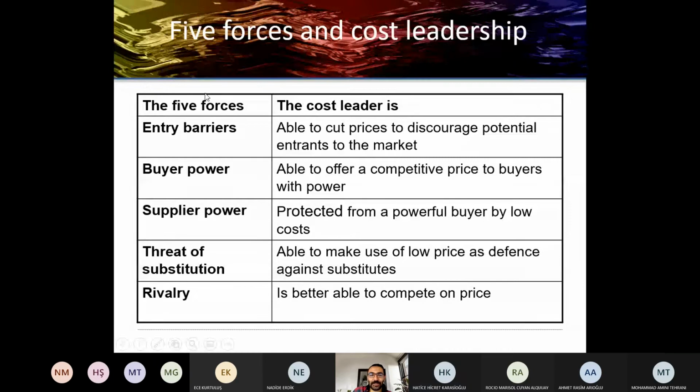So, how can these 5 forces be applied to cost leadership strategy, right? For example, what kind of entry barrier can a company with a cost leadership strategy apply? When a company is able to cut prices to discourage potential entrants to the market, it's a good force for them, right? They can protect their position against new rivals, against newcomers. And buyer power, they have bargaining power, because when you order much and your price is low compared to your rivals.